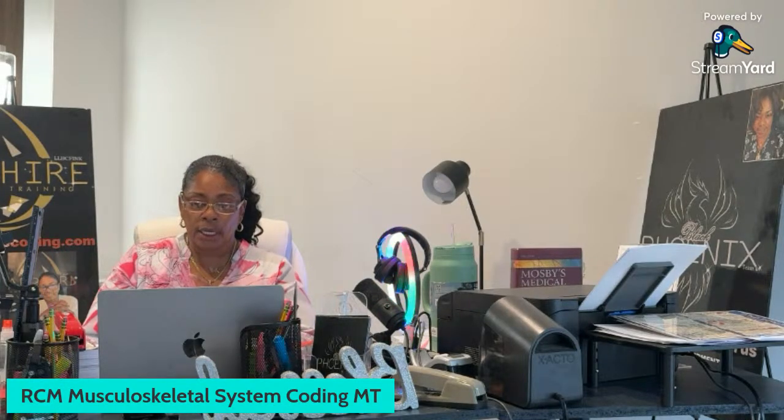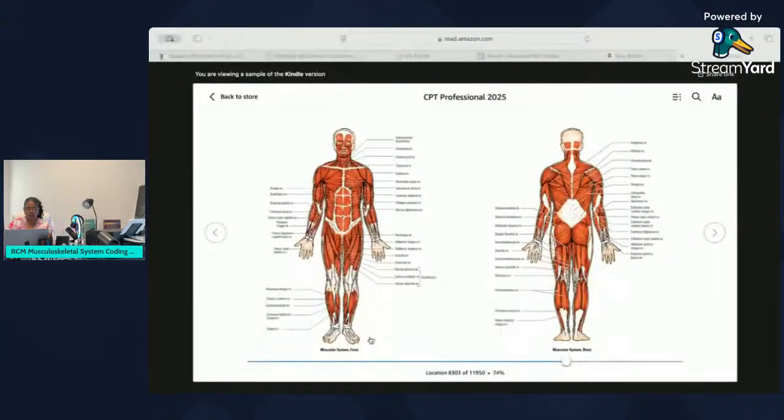So here, okay, we did that one already. Make sure you get this illustration, okay? This illustration, I got it out of the CPT book, okay? Matter of fact, I think I'm still on the CPT book, okay? And this is from Kindle. Okay, so this is the free version from Kindle, okay? And Kindle goes up to the musculoskeletal system.